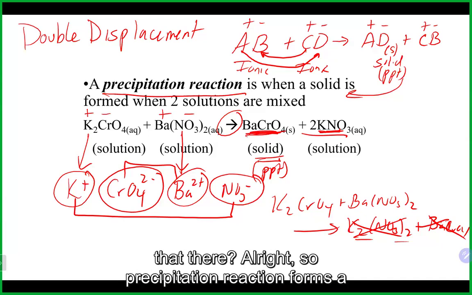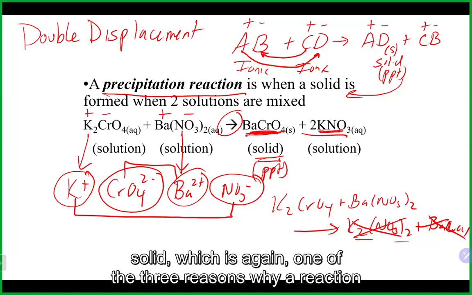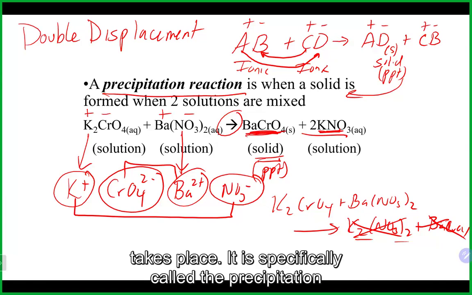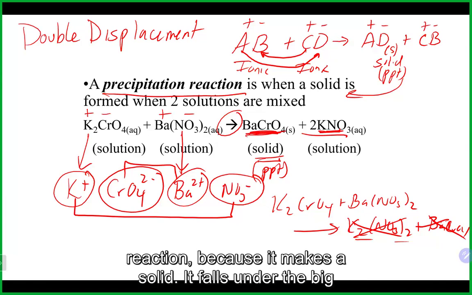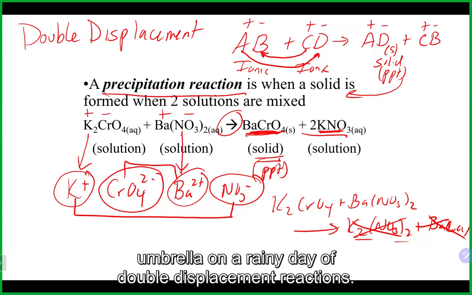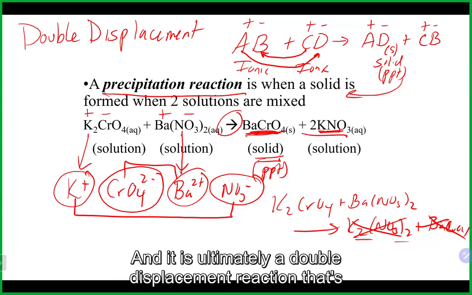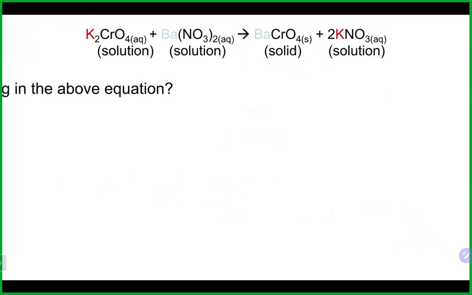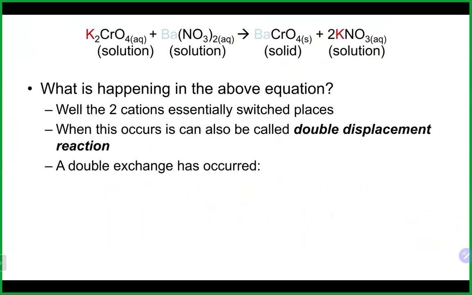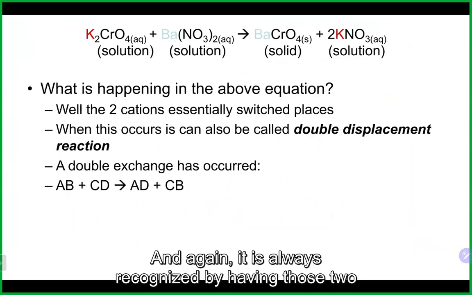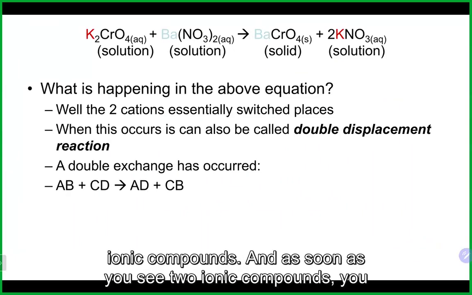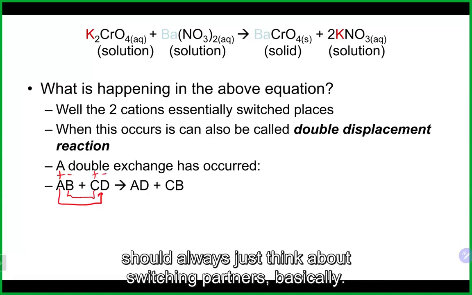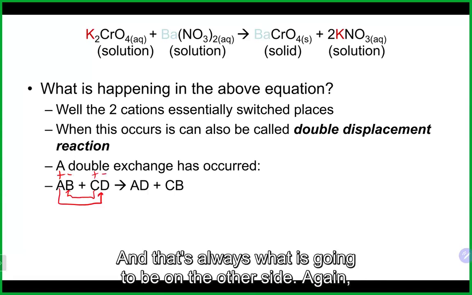All right, so a precipitation reaction forms a solid, which is, again, one of the 3 reasons why a reaction takes place. It is specifically called a precipitation reaction because it makes a solid. It falls under the big umbrella on a rainy day of double displacement reactions, and it is ultimately a double displacement reaction that's taking place here. And again, it is always recognized by having those 2 ionic compounds. And as soon as you see 2 ionic compounds, you should always just think about switching partners, basically. And that's always what it's going to be on the other side.